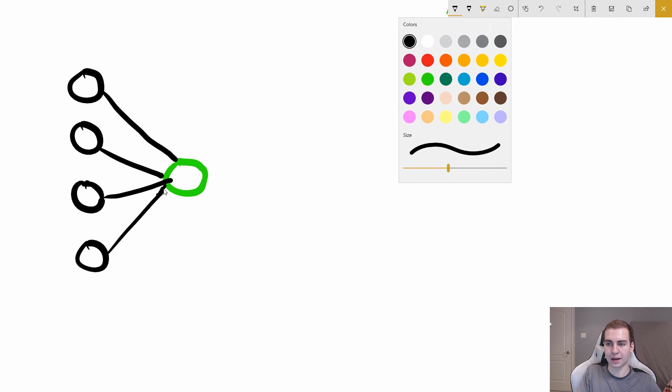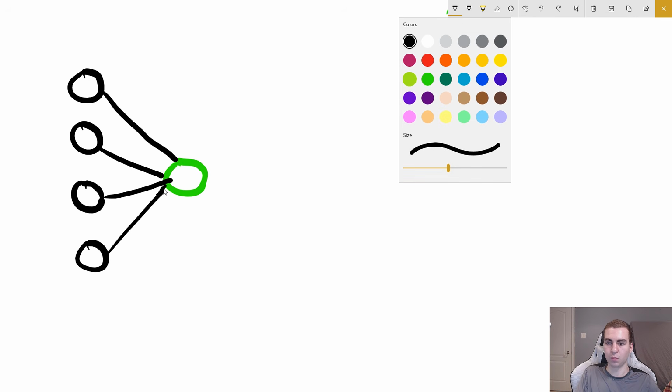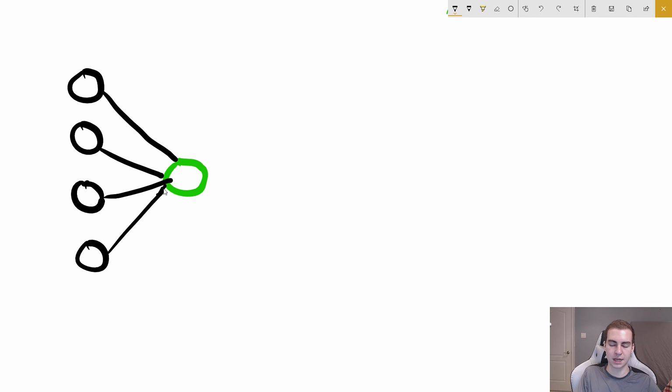So if I were to add another neuron here, each of these neurons would also connect to this neuron one time. So we would have a total of 8 connections because 4 times 2 is 8, right? And that's how that would work. Now, for simplicity's sake, we're just going to use one neuron in the next layer just to make things a little bit easier to understand.